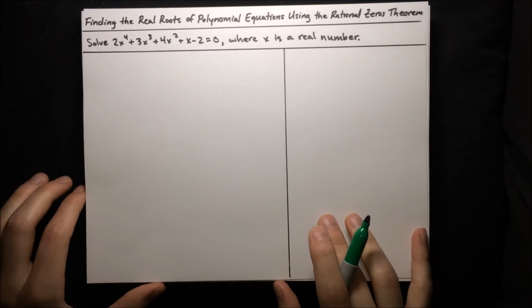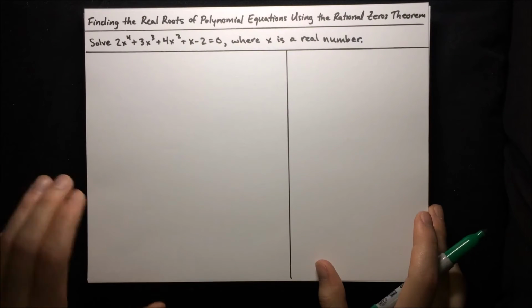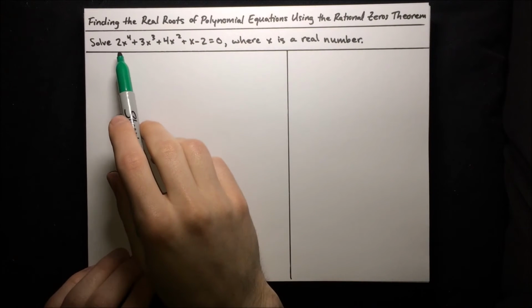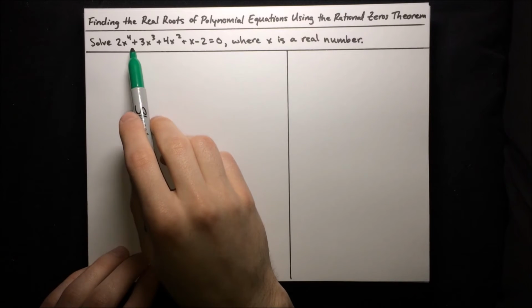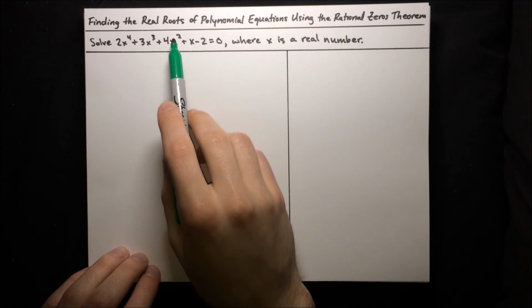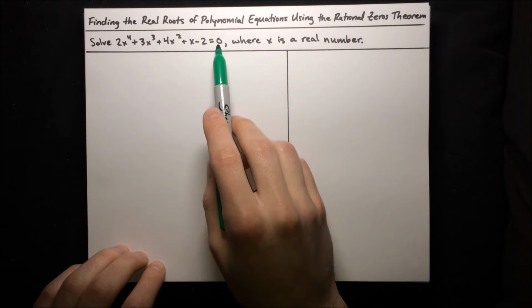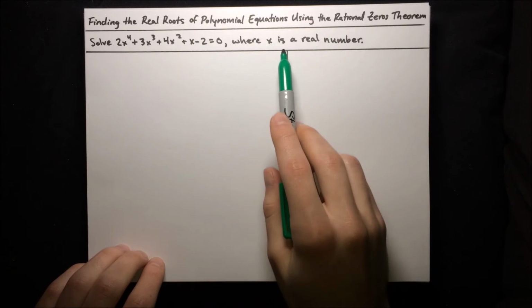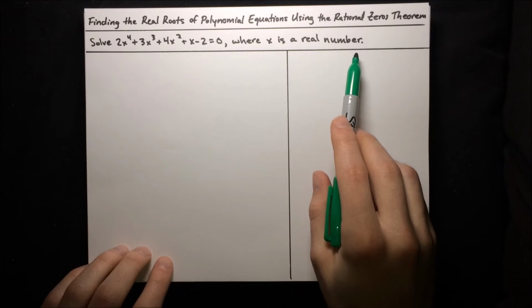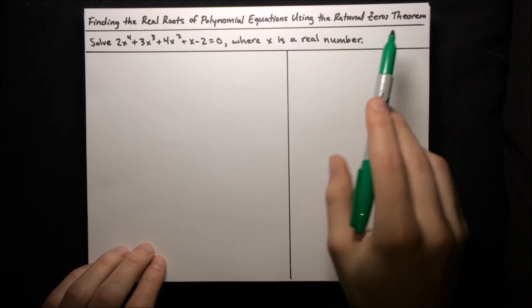Here's another example. This one's a little bit tougher because now we've got a quartic polynomial, 2x to the 4th plus 3x cubed plus 4x squared plus x minus 2 equals 0. I want to solve that where x is a real number. Again, we're going to use the rational zeros theorem to help us.